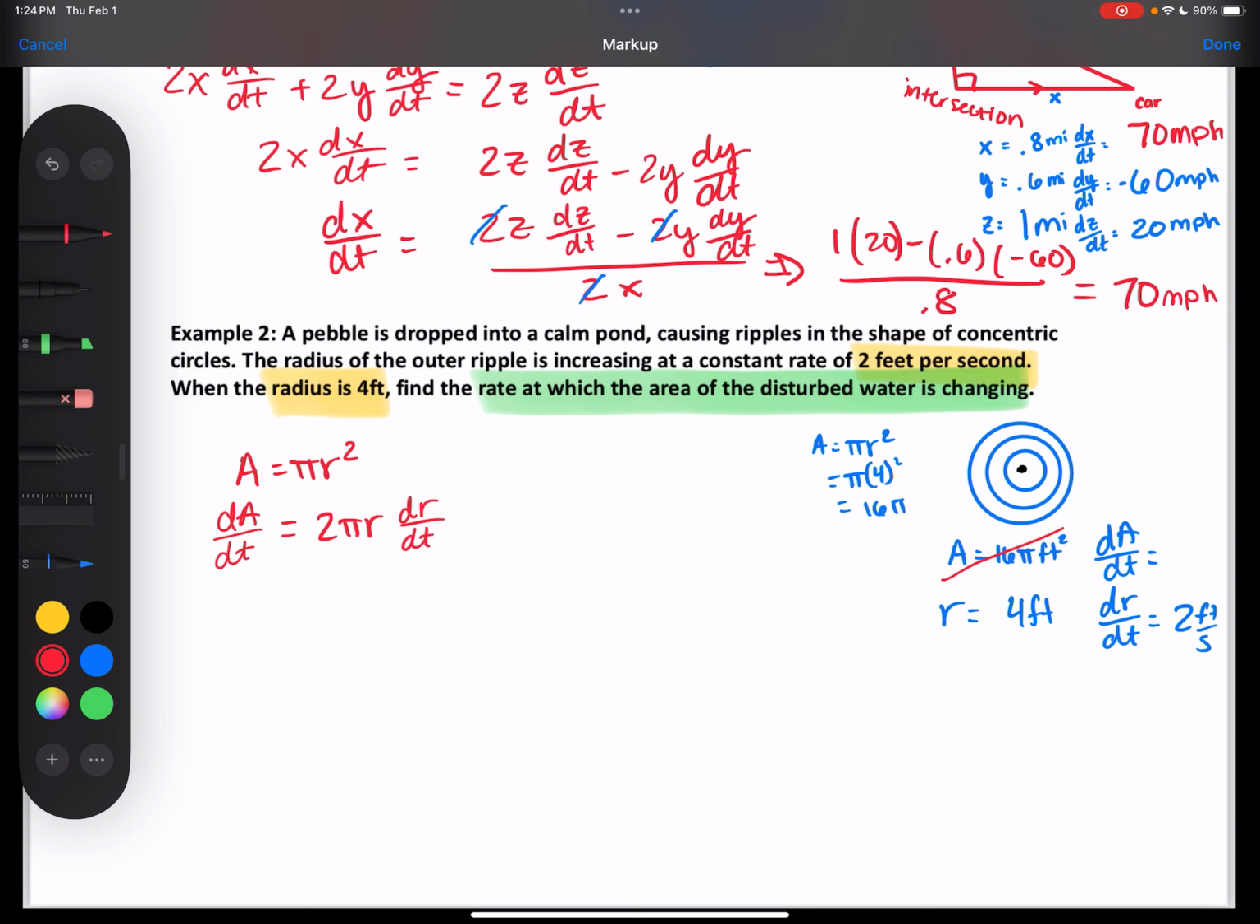So dA/dt is equal to 2 pi times 4 times 2. And you could leave it in terms of pi to get 16 pi, or you could multiply the pi through it. It really doesn't matter. So dA/dt is going to be 16 pi feet squared per second, because it's the rate that it's happening at.